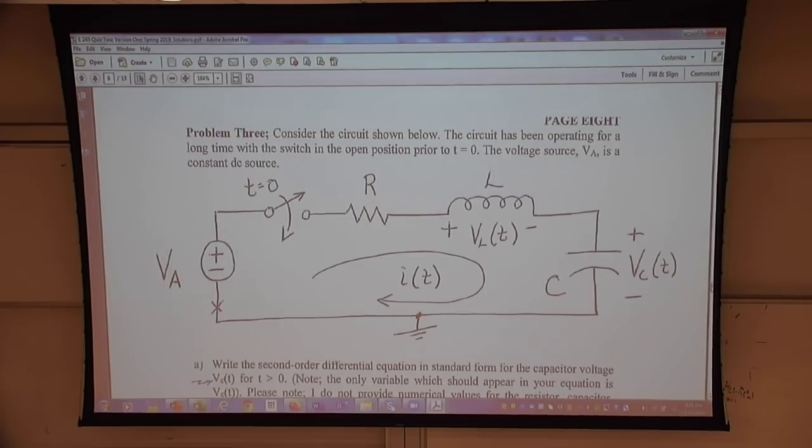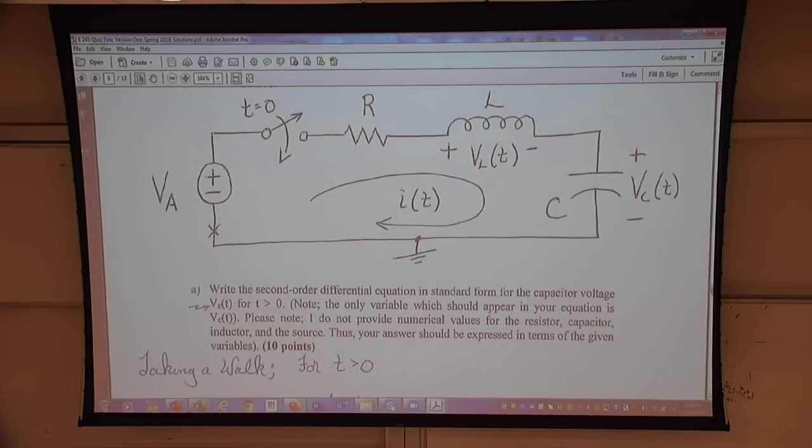Now, it says, write the second order differential equation in standard form. Now, a note about the formula sheet. I'll give you the second order formula sheet, which you'll probably find on exam 2. All right. So write the second order differential equation. Here is the key phrase: for the capacitor voltage. That's very important you read that. For the capacitor voltage, the only variable that should appear in your standard form should be V sub C of t.